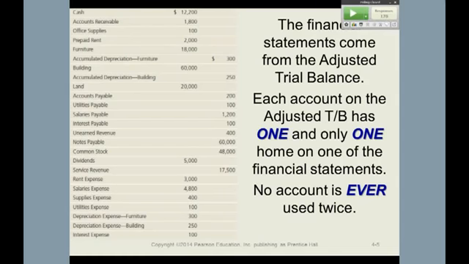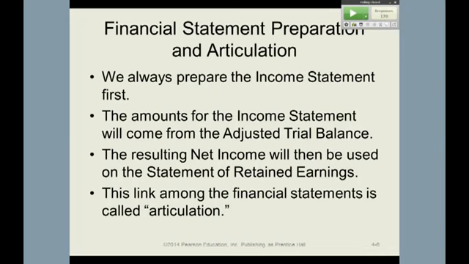The order in which we prepare the financials will be the income statement, then the statement of retained earnings, and then the balance sheet. Someone asked me today during office hours about cash flow. We're not going to touch cash flow again for quite a while. So our 3 basic financials will be income, retained earnings, and then the balance sheet. The notion is articulation: the fact that we link financial statements together, that income from the income statement goes into the statement of retained earnings, is known as articulation.